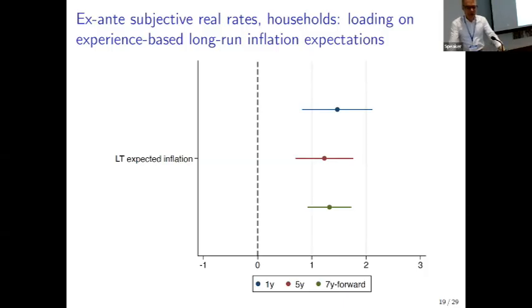So the previous chart was with realized real rates. This one here is now with ex ante real rates. For this one, the model predicts that all of these should have the same coefficient. And that's also what I find. The coefficients are all about 1.5. So again, 1 percentage point higher long-term inflation expectation translates into about 1.5 percentage points shift in the whole term structure of real rates, not just at the short end, but also at the long end.